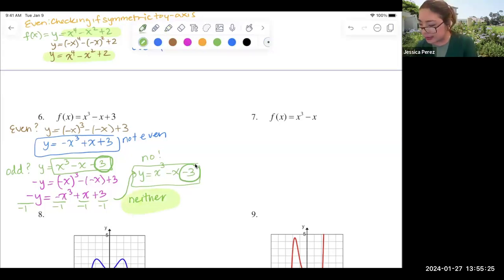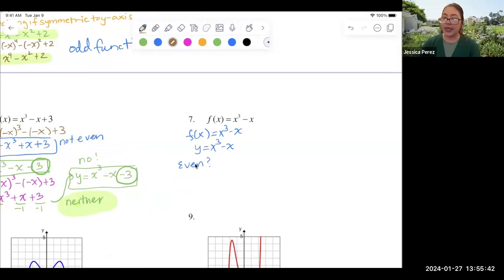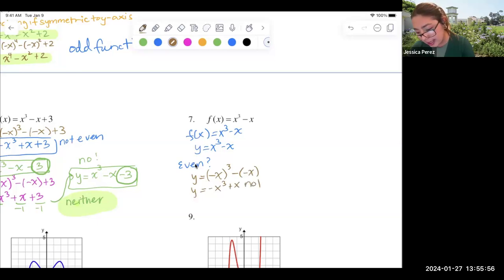Now the last one here, number 7. We're going to try, of course, f of x is equal to x cubed minus x. This is y equal x cubed minus x. And let's try if it's even. How are we going to check if something's even? Again, we're going to check by substituting a negative x: x cubed minus a negative x. We get y equal negative x cubed plus x, which is not the same as the equation. So it's not symmetric towards the y, therefore it's not even.